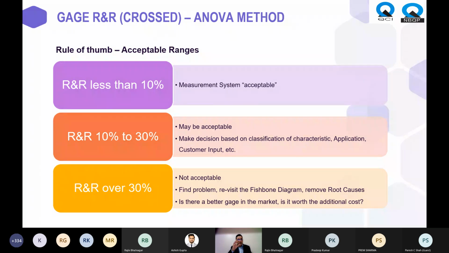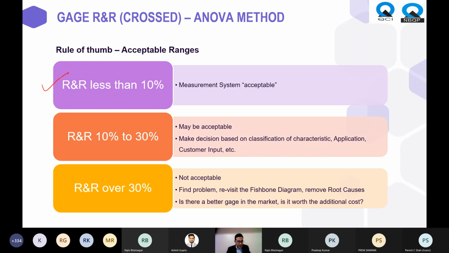But in the second scenario, when this R&R is between 10 and 30, then I am not saying you accept it, I am not saying you reject it. Based on the confidence, it could be accepted, it could be rejected. So you make a decision based on classification of characteristic, application, customer input. So based on the data from the customer, from your production team, you decide whether this can be accepted or not. And if you are accepting it this time, you have to improve it so that you fall under this bracket, less than 10%.